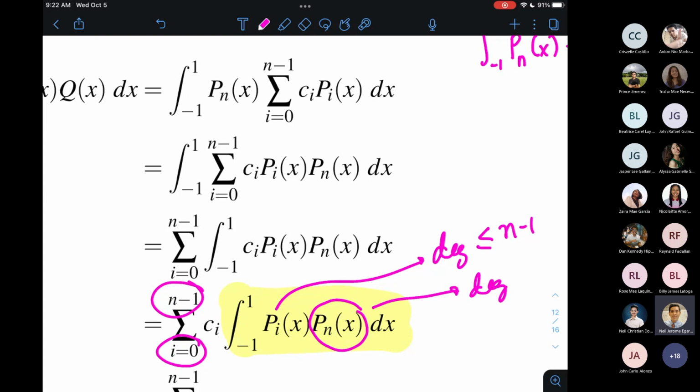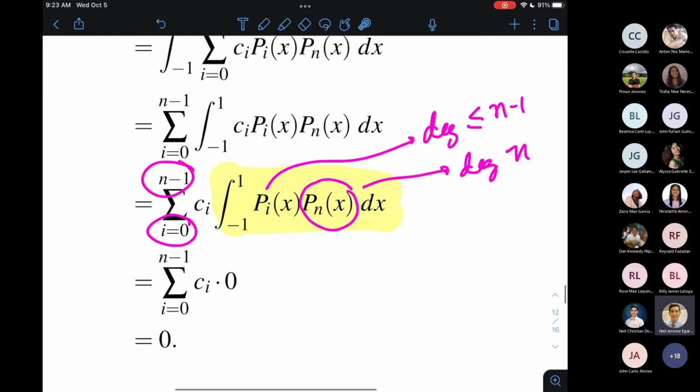Ito ay degree n. So ibig sabihin, sure tayo kahit anuman si i, si P sub i at saka si P sub n ay magkaibang Legendre polynomial. Agree? Magkaiba sila, right? Kasi yung degree nila hindi magmamatch. Si P sub i hanggang n-1 lang yung posibleng degree. Si P sub n, degree n. So magkaiba silang Legendre polynomial, but we have a theorem, the third part of the theorem, which tells us na orthogonal ang mga Legendre polynomials. So therefore, this integral over here is just equal to 0.